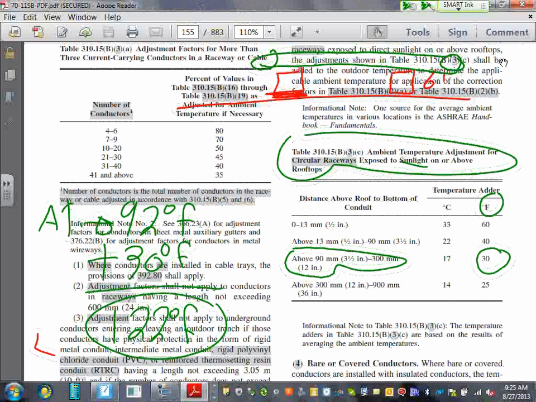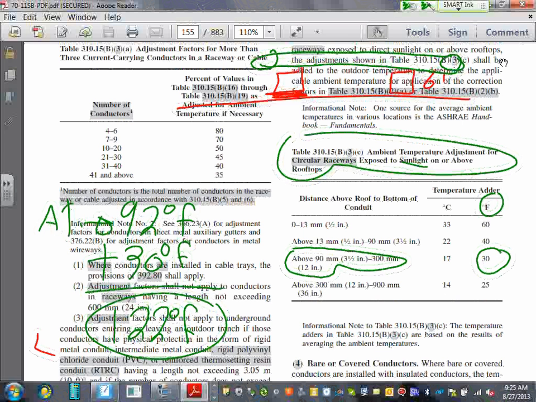What happened to your conductor then? It starts carrying less and less amps, or you start pumping the conductor size bigger and bigger so they can handle this heat. Any comments, any questions about this little table?